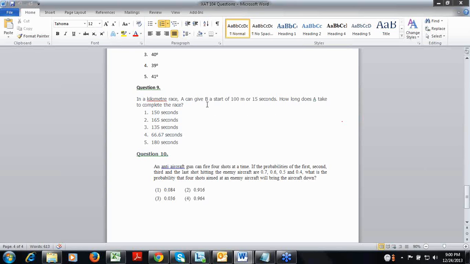So A can give B a start of 100 meters or 15 seconds. It's a kilometer race, so the total is 1000 meters he has to travel. Now in 15 seconds, how long does A take to complete the race?